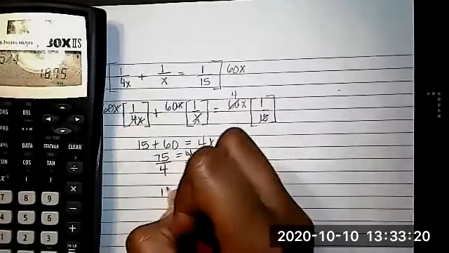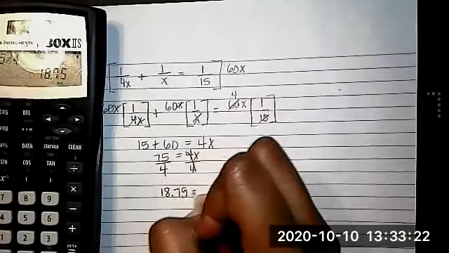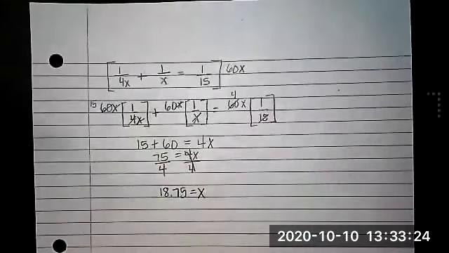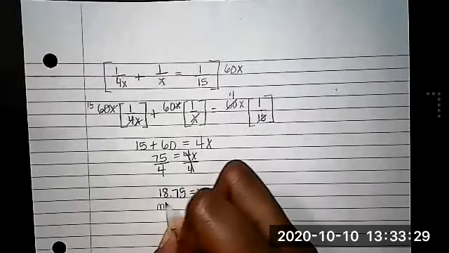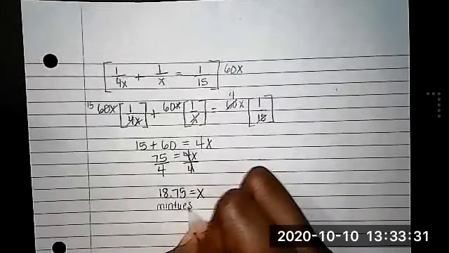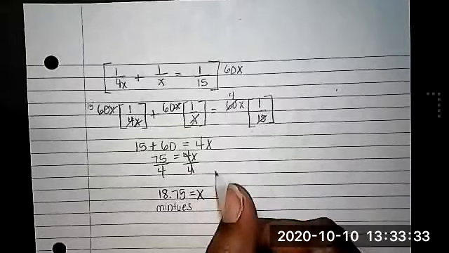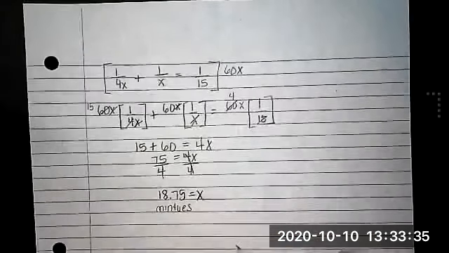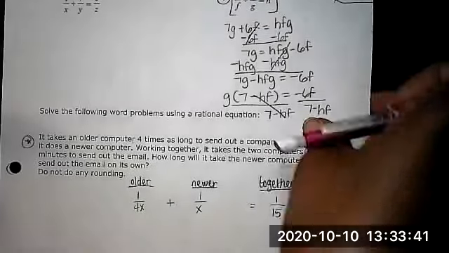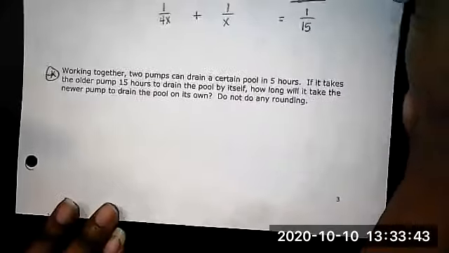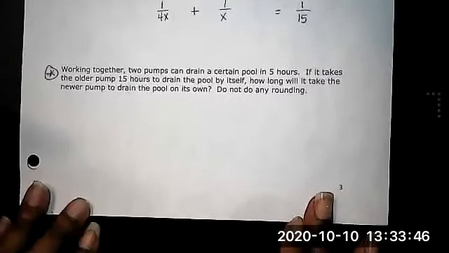18.75, okay, that is our answer. That's basically how long it's going to take the newer computer to send out emails on its own: 18.75 minutes. And again, I know it doesn't seem easy now, but after doing these over and over, hopefully it will really help you to understand.